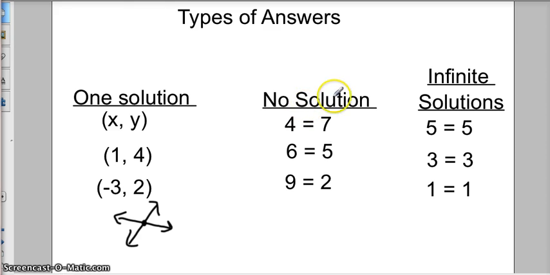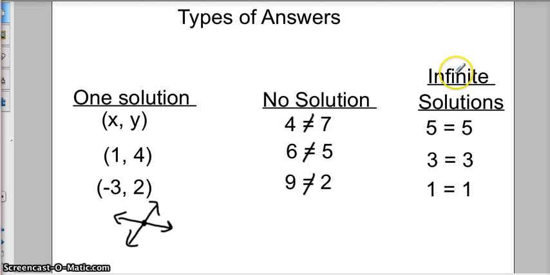For no solution, you'll go through and solve it, and if you end up getting an answer that looks like one of these, 4 equals 7. Well, we know that's not true. 4 does not equal 7, so that's when you'll know to write no solution. 6 equals 5. That's not true either. 9 equals 2. That's not true either.